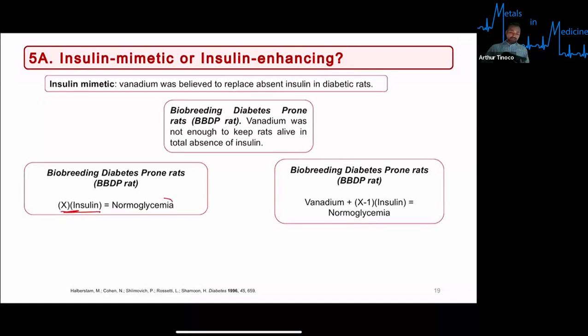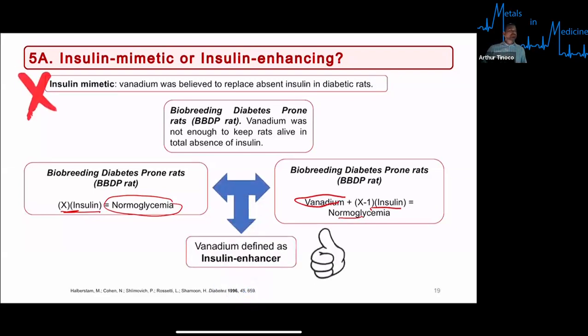However, if you do the same experiment with this rat model and dose them with insulin, okay? What's observed is that you're able to obtain normal glycemia. Do the same experiment, the same rat model, dose them with some amount of insulin, a lower amount, but also with some amount of vanadium, okay? And what you are able to achieve is normal glycemia. So it appears that the function of the vanadium is helping to increase the sensitivity towards insulin. At least that's what the data indicated in this particular study. So what vanadium is actually doing is not mimicking insulin, rather it's enhancing the sensitivity towards the insulin.